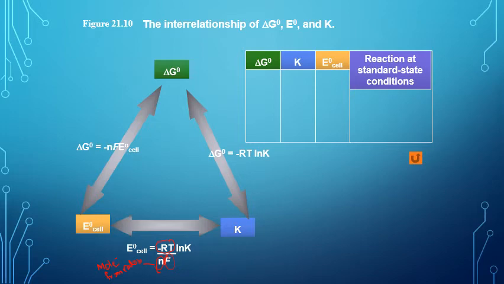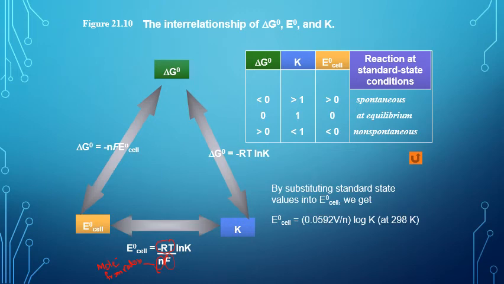You can apply the ln going to a log using the 2.303, and that gives us a final equation for those reactions of 0.0592 volts per N value for your moles of electrons times the log of K. So you can use this as a simplified version of solving for K from your Ecell at standard conditions.